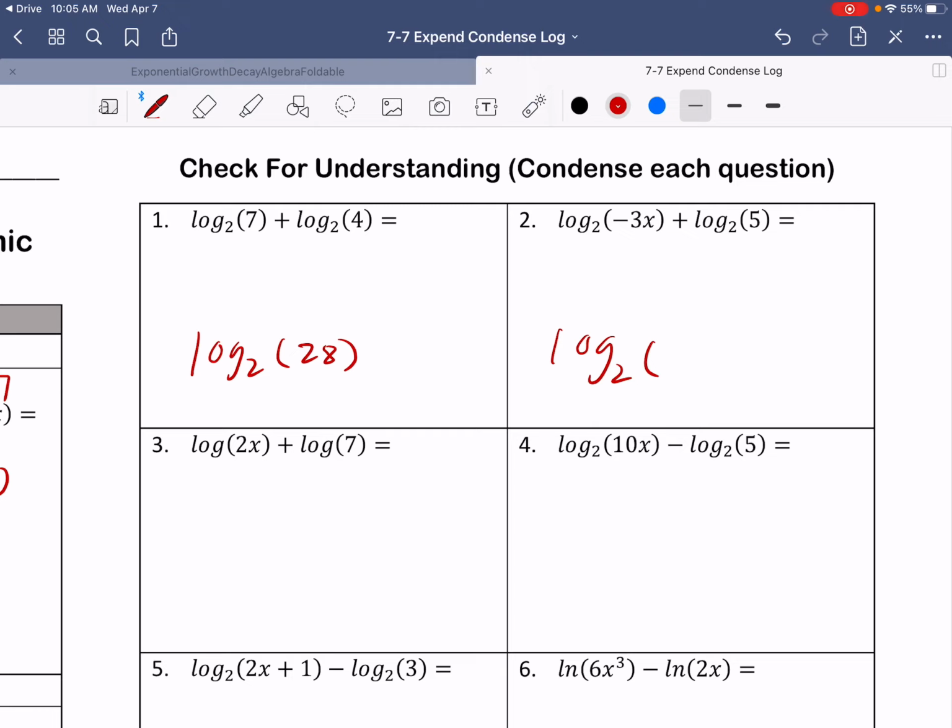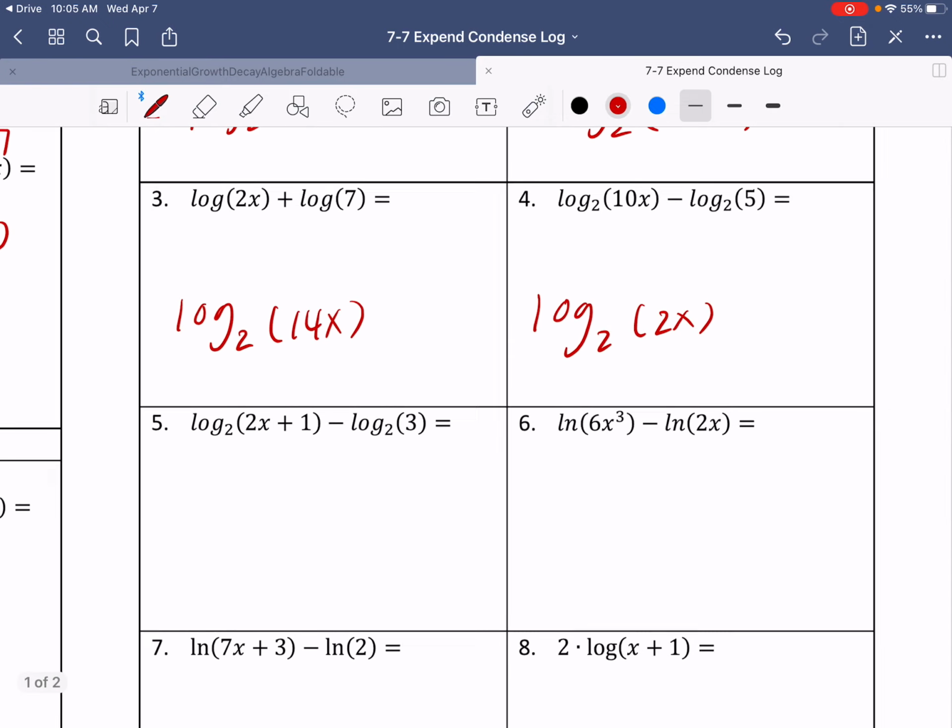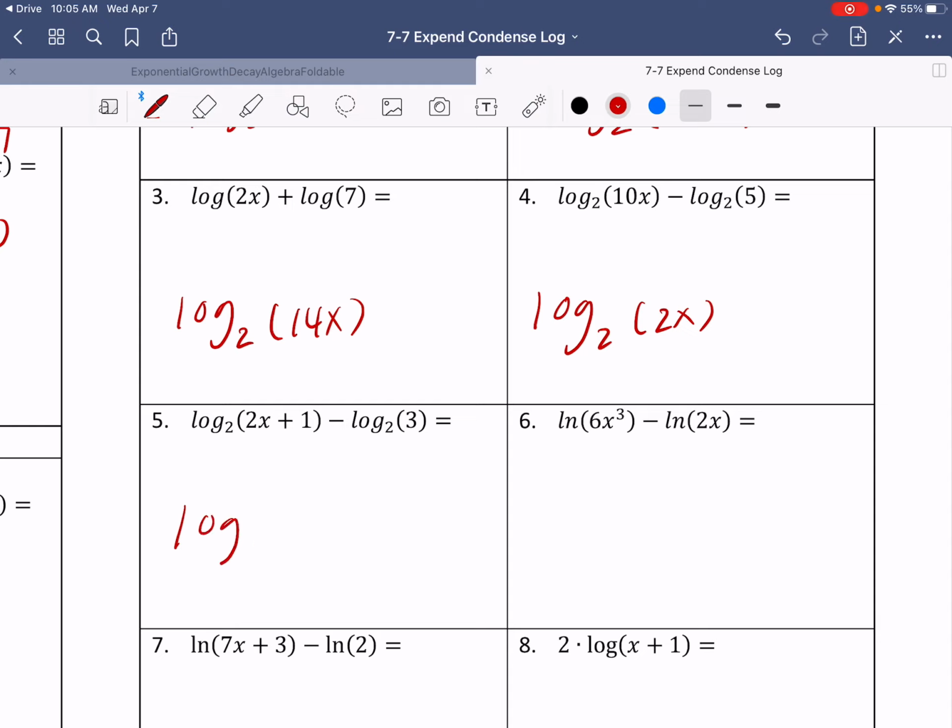So this is gonna be what? And now it's subtract, so you're gonna divide, so it's gonna be 2x, because 10 divided by 5 is 2. And this one is, you cannot do anything else, so you're gonna just put it like this. And this one is gonna be what? 3x squared. Pretty simple, isn't it?